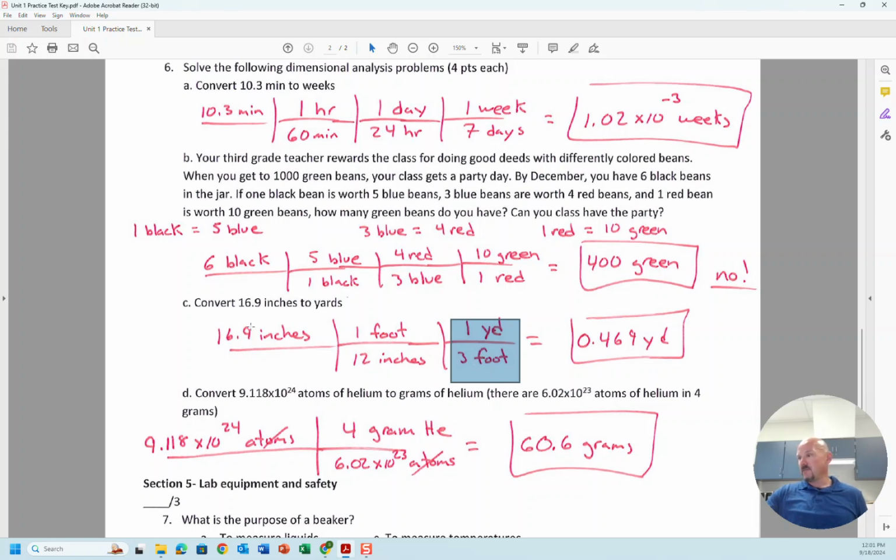But understand mathematically, if you take 16.9, divide by 12, and divide by 3, it's the same thing as taking 16.9 and dividing by 36. Because what's 12 times 3? 36. So mathematically it's the same thing. It just depends on what you know, right?